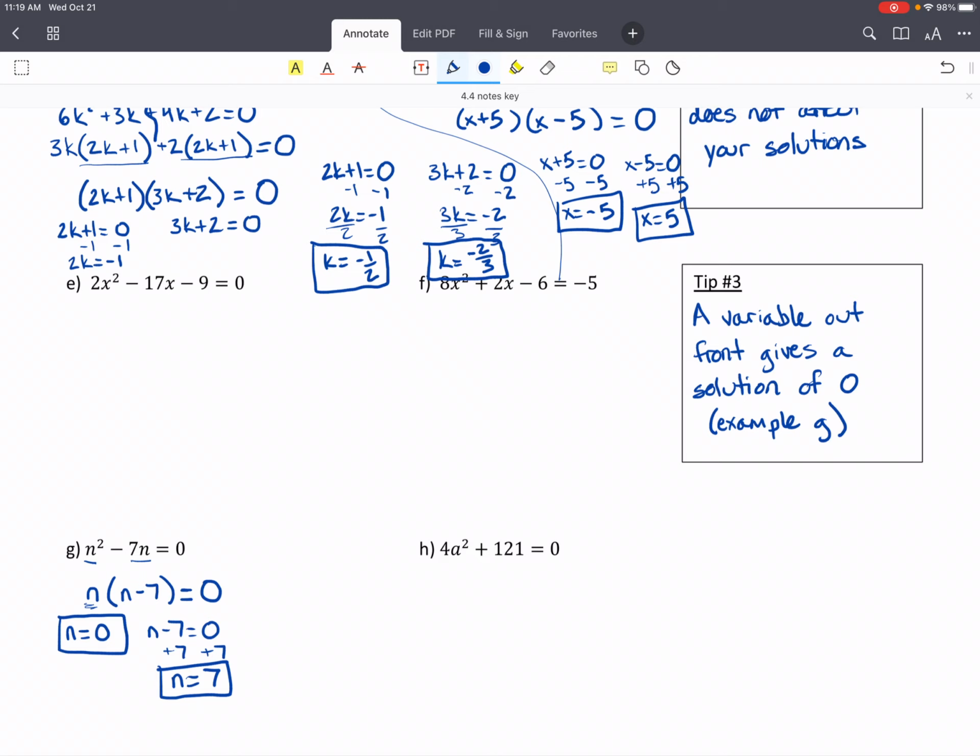Okay, part H, I'm missing my middle term here, which should be like a hint to me to use difference of squares, but the problem is this is addition. So if it's addition in here, the way we made it fit difference of squares is to make it subtracting a negative. And now I can still do my square root stuff. The square root of 4a squared is 2a. The square root of negative 121, well, the square root of 121 is 11, but negative 11 just makes it an i.